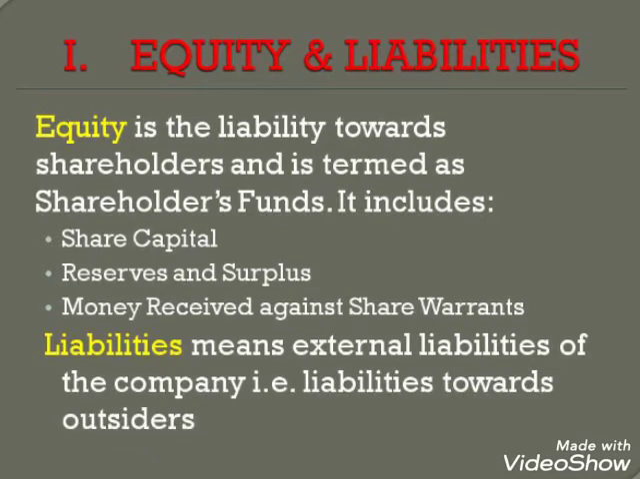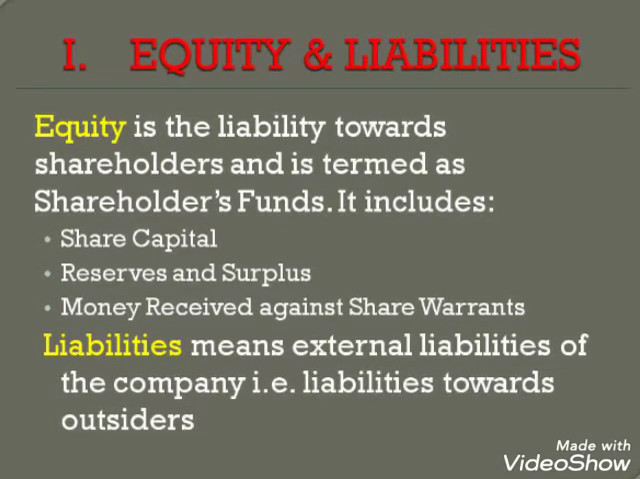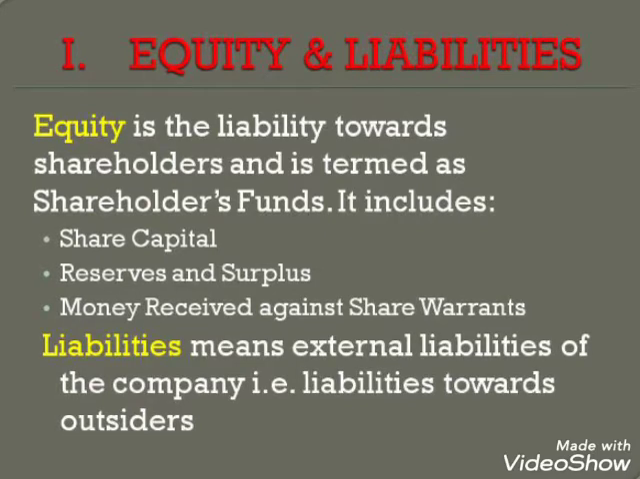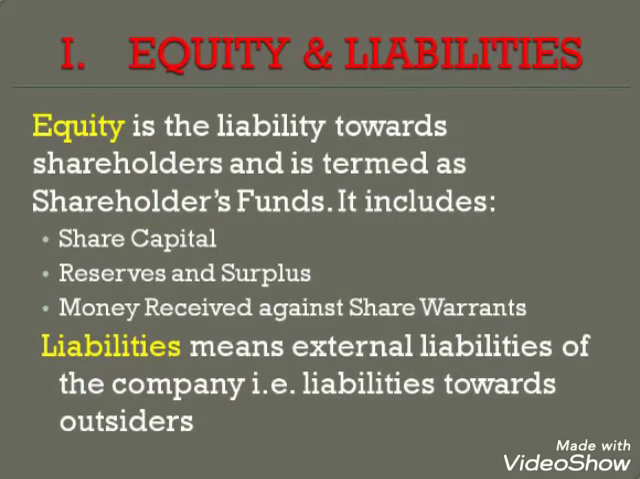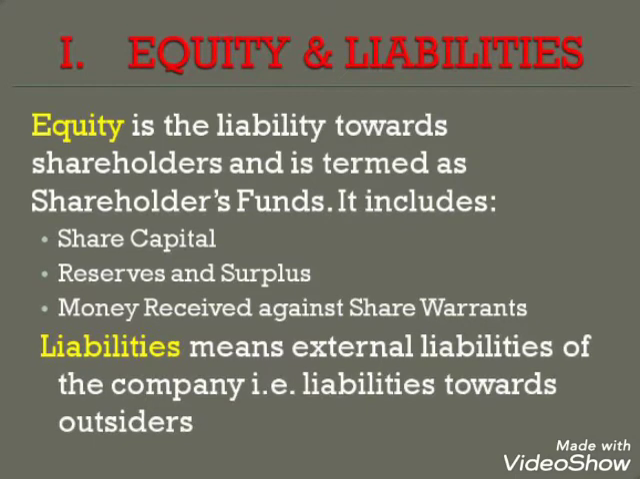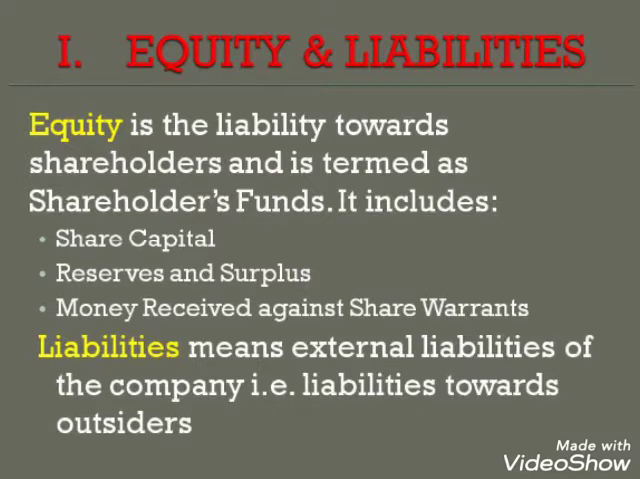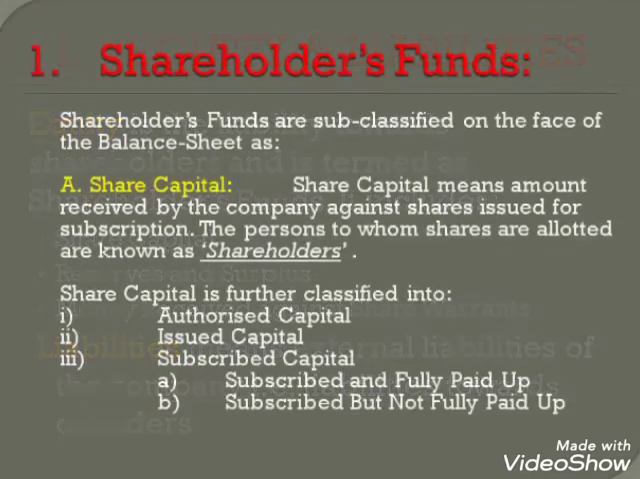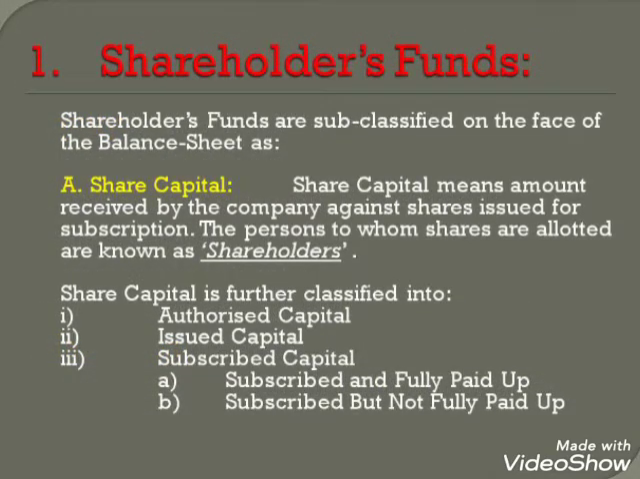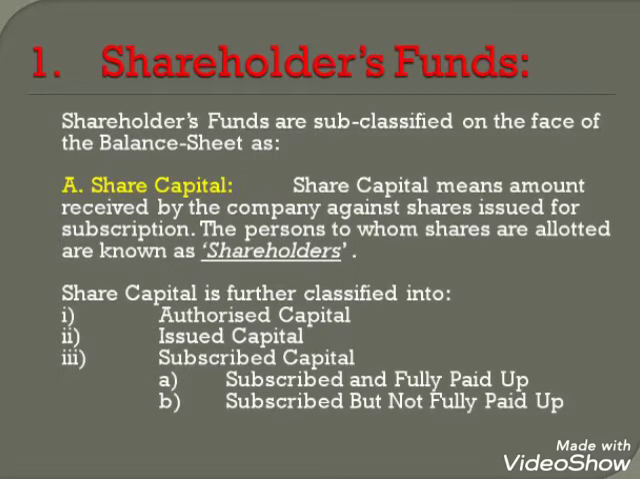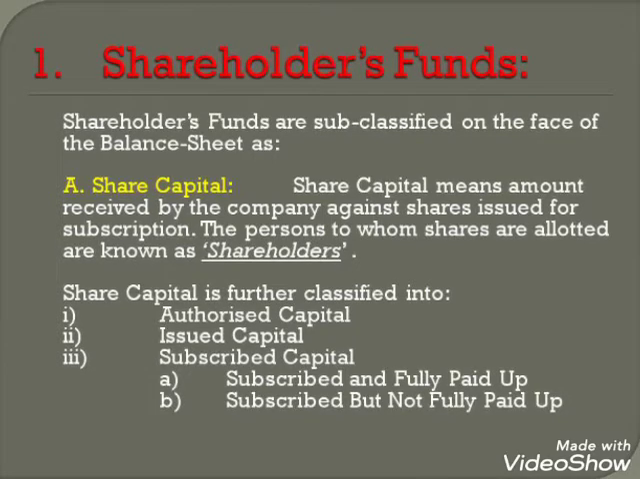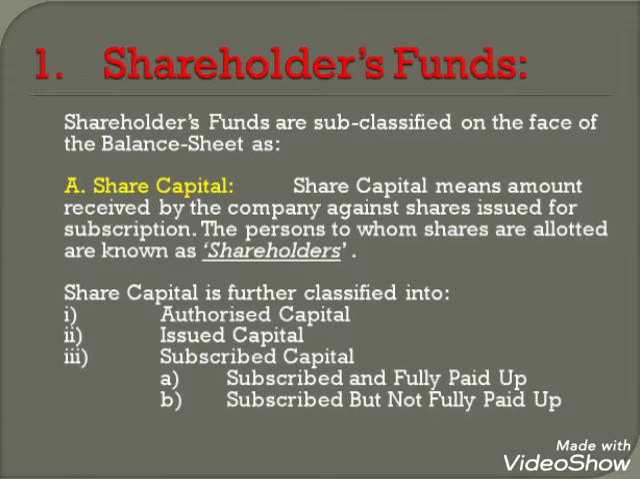termed as shareholders' funds. Shareholders' funds include share capital, reserves and surplus, and money received against share warrants. And liabilities means external liabilities of the company, that is, liabilities towards the outsiders of the company. The contents of the balance sheet in each section are divided into major heads and subheads. So in section 1, equity and liabilities, the first major head is shareholders' funds.